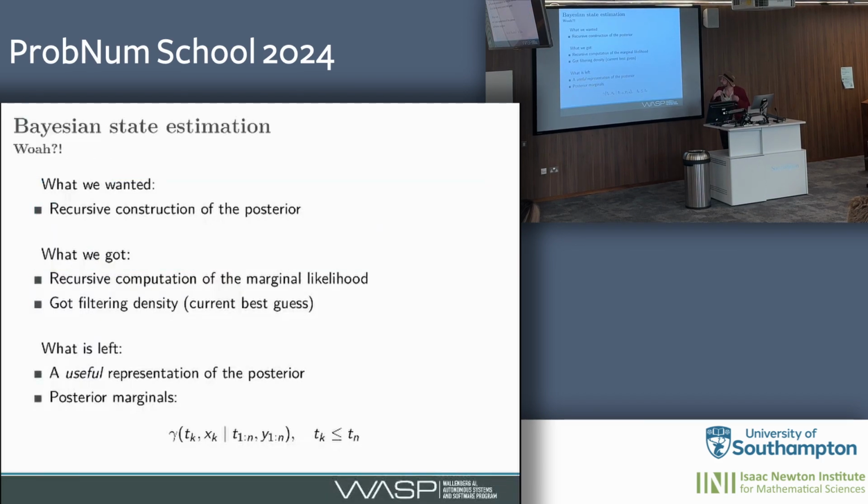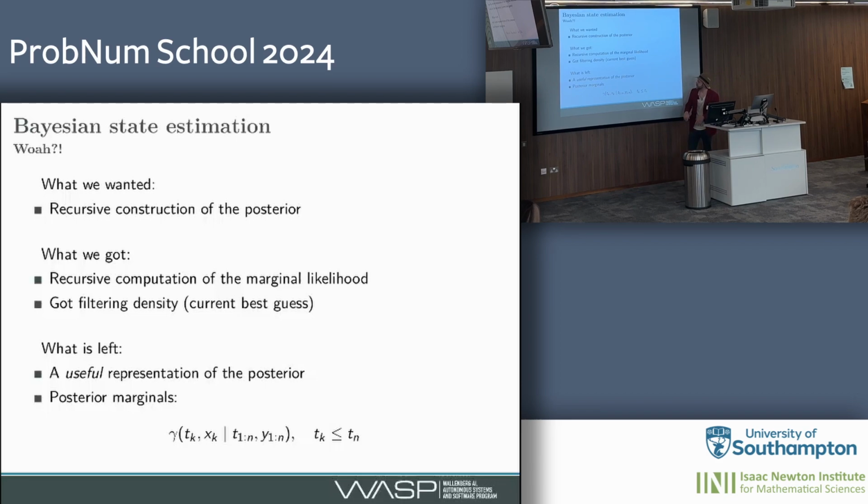So what happened? Well, I wanted a recursive construction of the posterior. We have that now, but we also got a recursive computation of the marginal likelihood in the process. And we got this so-called filtering density. Recall that's just the marginal at the current time given all the measurements up to the current time. So in a sense, it's our best guess of the present, which is kind of cool.